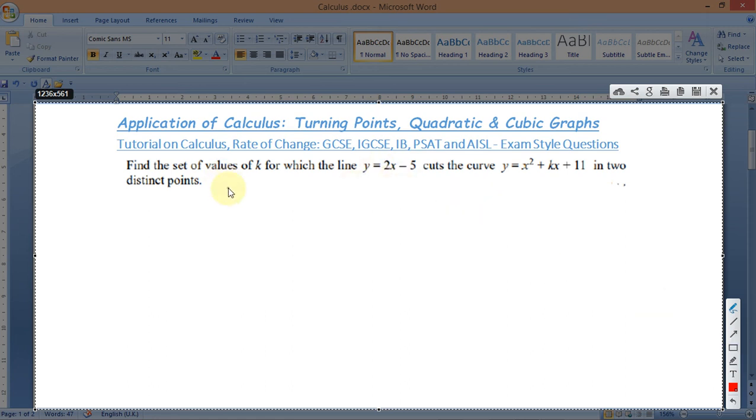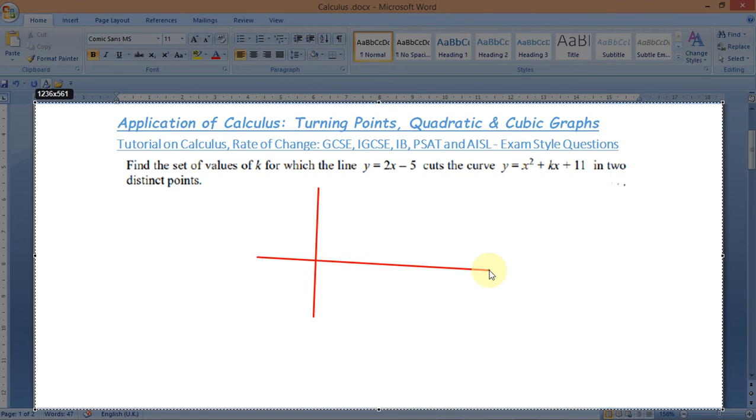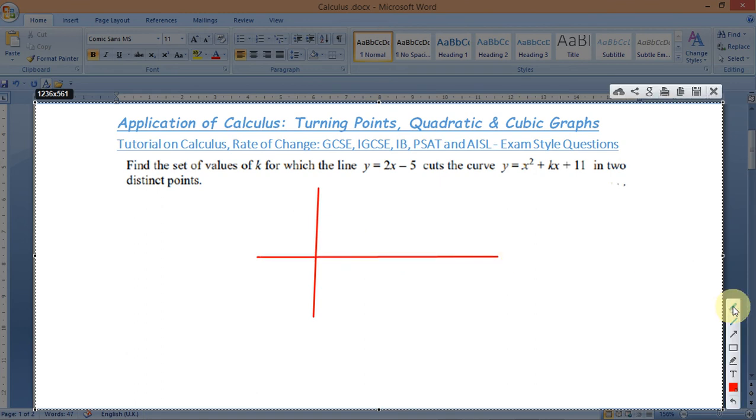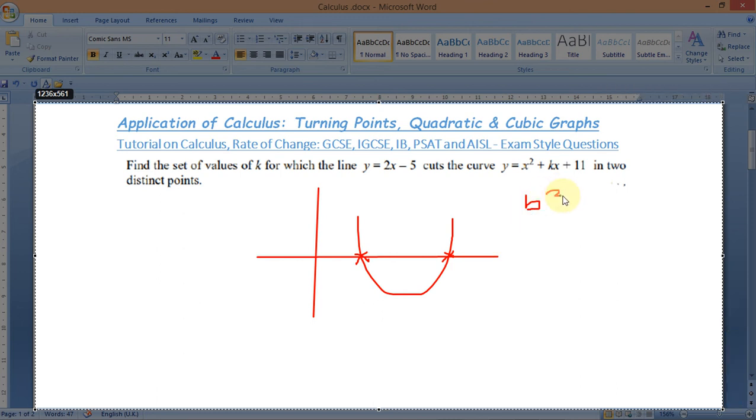Now here, since it has 2 distinct points, let me just quickly sketch. I don't need to sketch, but just for a better understanding. Let's assume that this is my Cartesian plane, and this let's say is a positive graph. So it's cut at 2 distinct points here. So we have 2 real roots, and for real roots, the condition is that b squared equals 4ac.